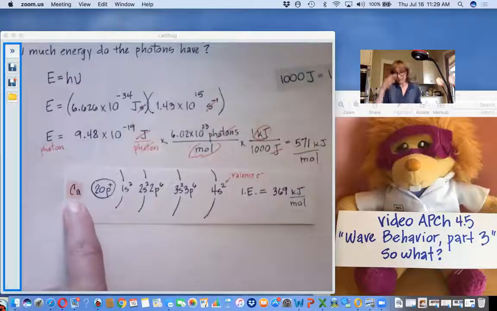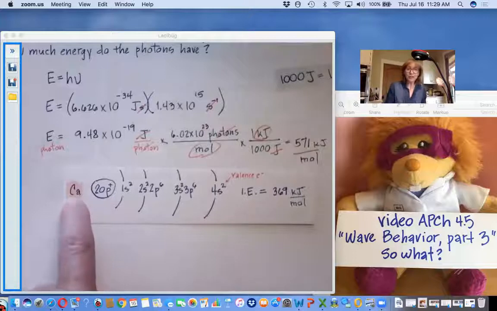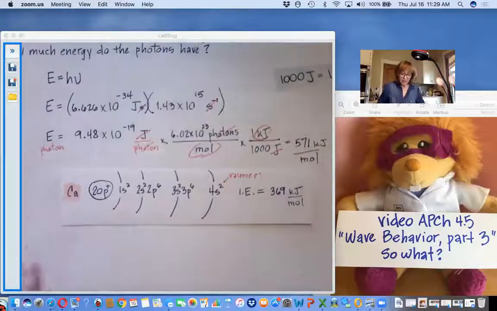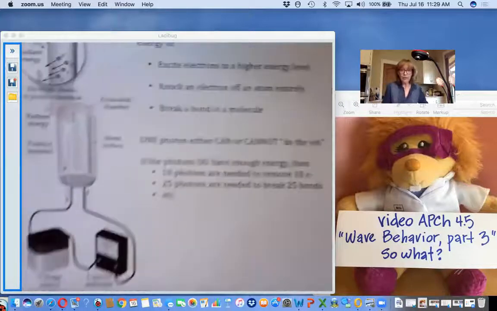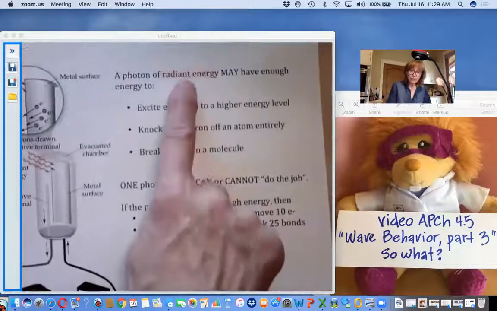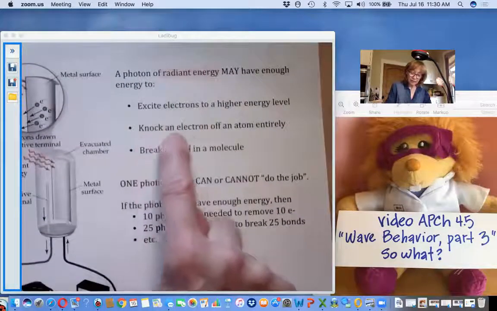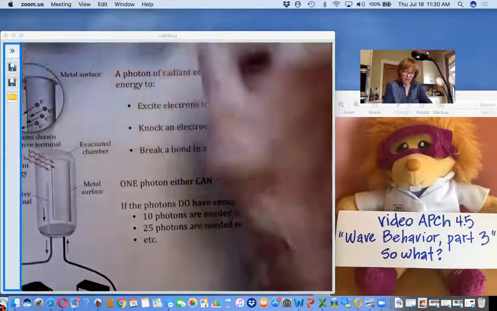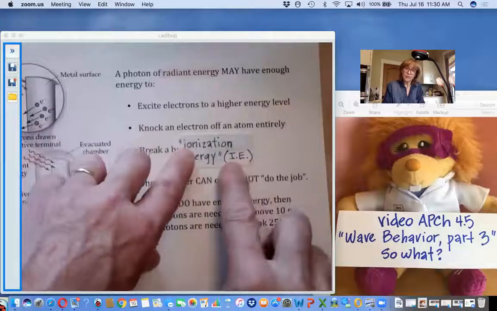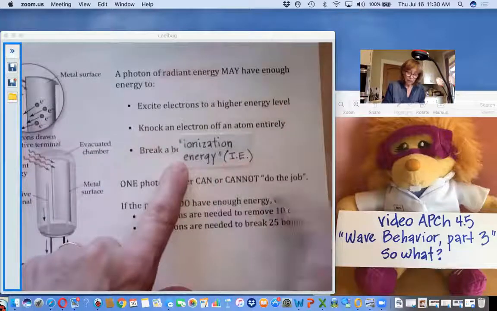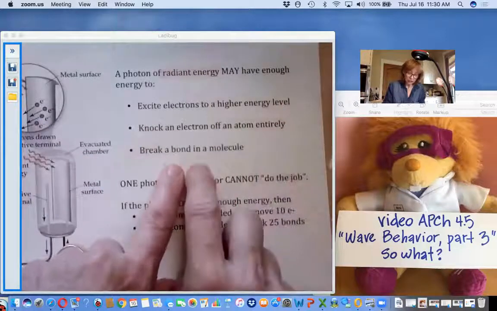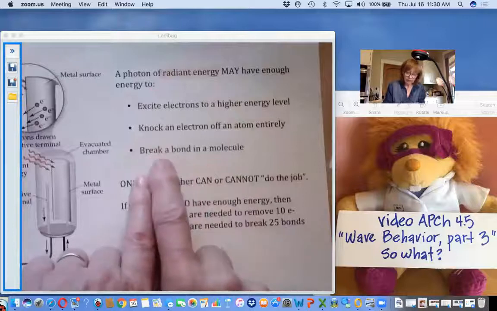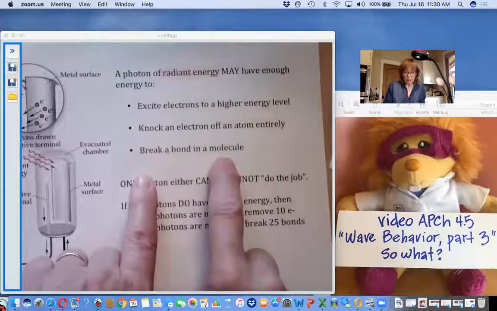Okay, guys, that was a lot of math. We'll have lots of practice with that. And then when you're comfortable with calculating the energy of your photons and considering if that energy matches the ionization energy needed, then we'll move on and look at the energy of your photons and see if it is sufficient to break a bond in a molecule.